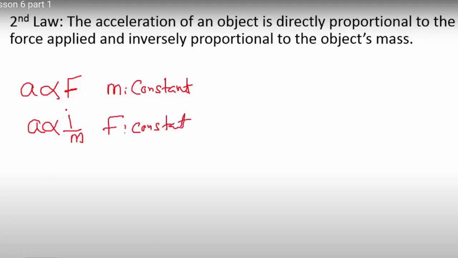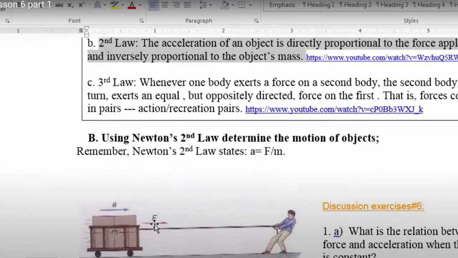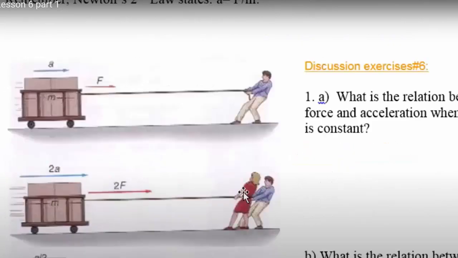So what does that mean? That means if you have constant mass, like in this example here, you have this box, and you are applying force F to pull it. As a result, the box will accelerate with certain acceleration A that is directly proportional to the force. If you double your force by having a second person pulling the box along your side, then the acceleration will be doubled. So if you double the force, the acceleration will be doubled. And that's the meaning of directly proportional.